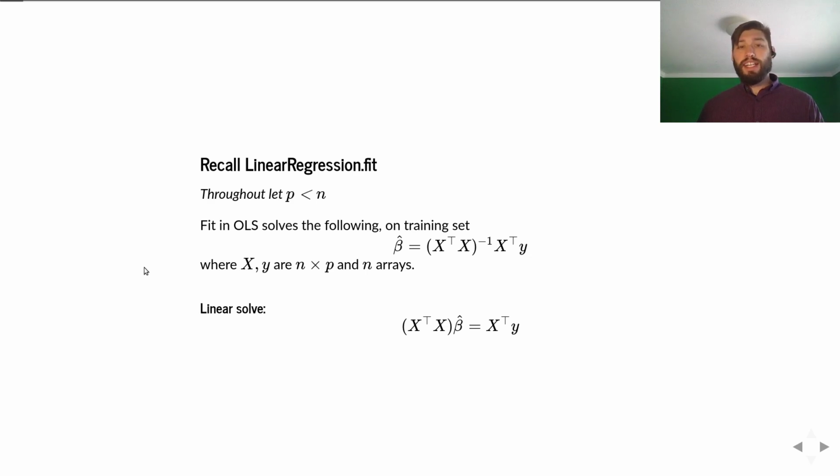X and Y again are N by P, and N arrays. So this all makes sense. It's always good to check your dimensions. Of course, X transpose X is P by P, invert it, another P by P matrix, hit that with a P vector, because we had a P by N matrix hitting an N vector, which gives you a P vector. So all the dimensions work out. You get another thing that's P dimensional. So implicitly what we're trying to do here is solve the normal equations, which is X transpose X times beta hat is equal to X transpose Y.